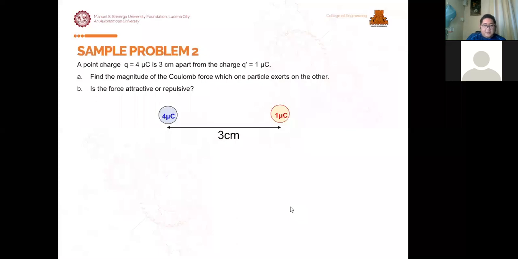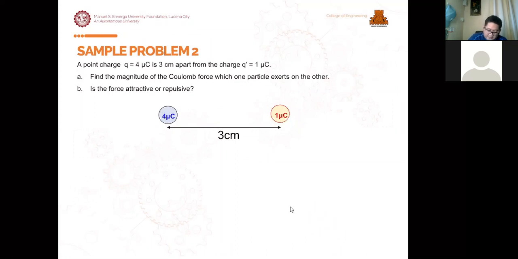Next, okay, so number 2. So we have a point charge ng Q is equals to 4 micro coulomb. 3 centimeter apart daw siya sa charge Q prime, which is 1 micro coulomb. Okay, first question is, find the magnitude of the Coulomb force and exert ng one particle to the other. And we have to identify kung attractive or repulsive yung force natin.